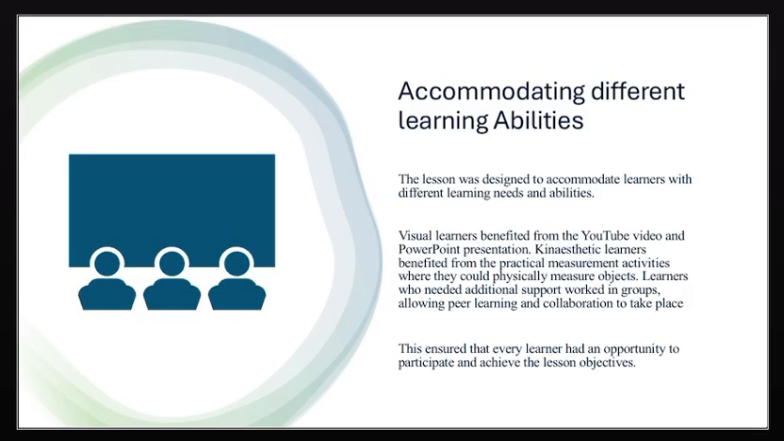Accommodating different learning abilities. The lesson was designed to accommodate learners with different learning needs and abilities. Visual learners benefited from the YouTube video and PowerPoint presentation. Kinesthetic learners benefited from the practical measurement activities where they could physically measure objects. Learners who needed additional support worked in groups, allowing peer learning and collaboration to take place. This ensured that every learner had an opportunity to participate and achieve the lesson objectives.